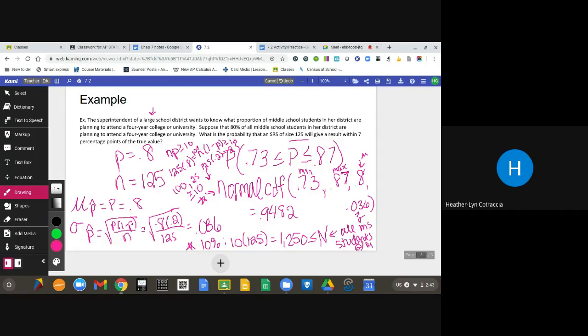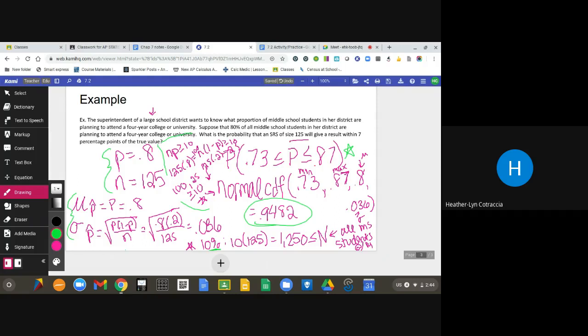Okay, so a couple things to note here. What I did first was I wrote down the givens. So my givens were that P and that N. And then I wrote down what I was looking for. So that's my probability over there. Then I found my mean and my standard deviation. In order to use standard deviation, I had to check that 10% condition. In order to use normal, I had to check that large counts condition, which is all right there. And then I plugged it in the calculator and got my answer, and then answered it as in 0.9482 would be the probability.